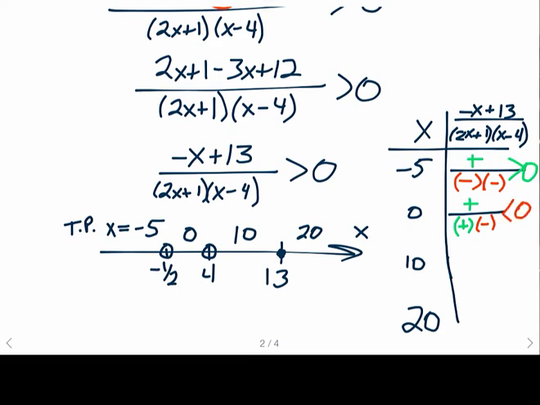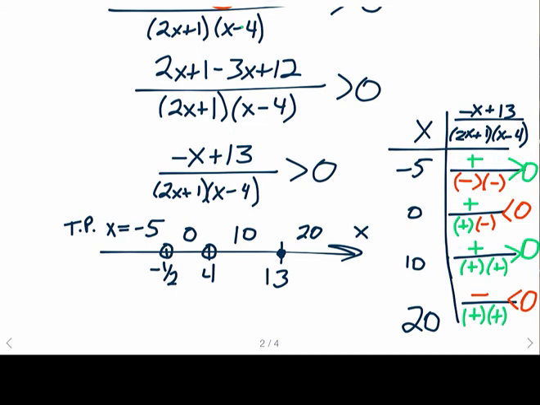When x is 10, the numerator, negative x plus 13, is going to be positive. The denominator has factors. 2x plus 1 will be positive if x is 10. x minus 4 will be positive if x is 10. Positive divided by positive times positive is positive. That was a lot of positives. If x is 20, then negative x plus 13 is negative for that numerator. In the denominator, 2x plus 1 will be positive. x minus 4 will be positive. Negative divided by positive times positive is negative. So see, what matters is how they all interplay together.